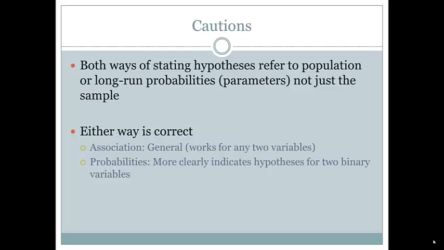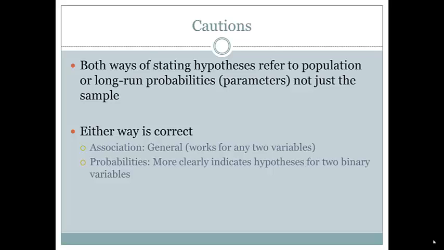Both of these ways of stating hypotheses, in terms of association or in terms of long-run probabilities, are fine, but it's important to remember that they both refer not to the sample, but to the population parameters, or the long-run probabilities. That is, those unknown parameters, not just the sample. And either one of these approaches is fine. The association method is nice because it works for any two variables, as we'll see in later chapters. Whether you have one categorical and one quantitative, or two categorical, this way of stating the null hypothesis of no association works in any of those cases.